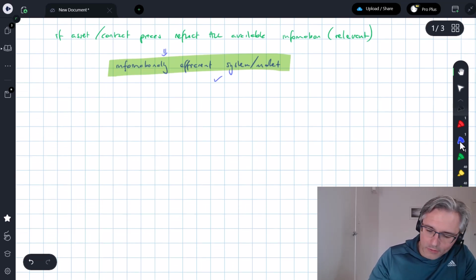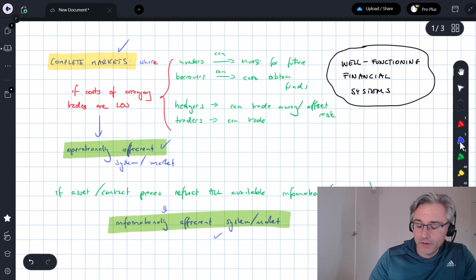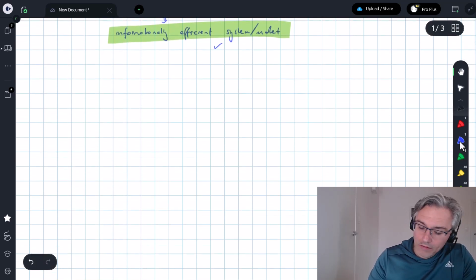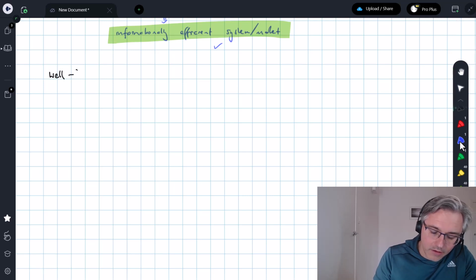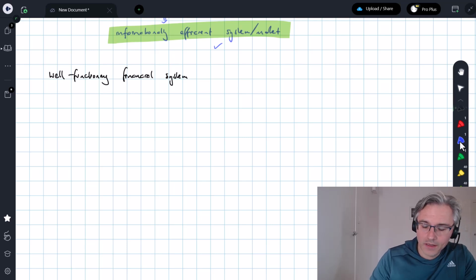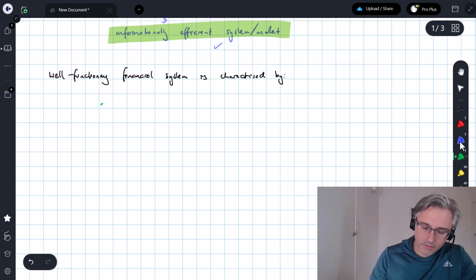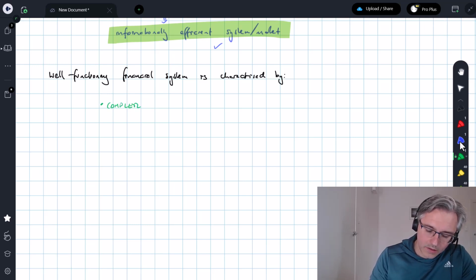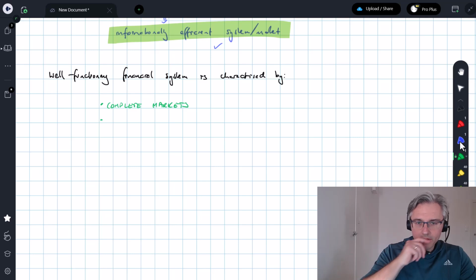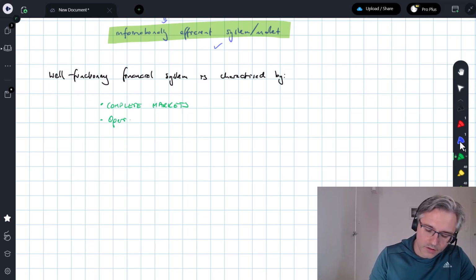So, to answer the question that was in the heading, what is a well-functioning financial system? Well, a well-functioning financial system, according to your book, is characterized by the markets being complete. Complete markets giving possibilities to investors, borrowers, hedgers, traders. It should be operationally efficient. So operationally efficient markets.